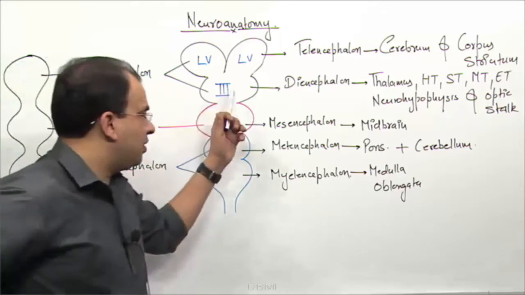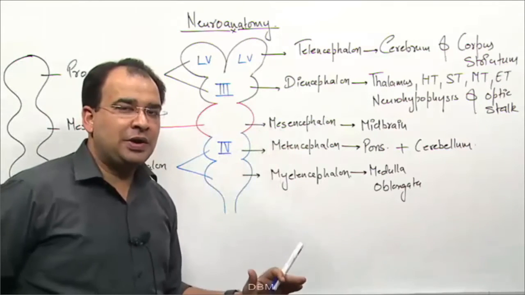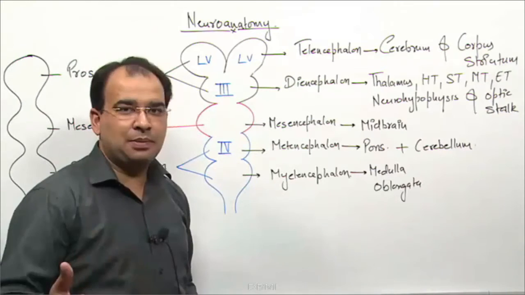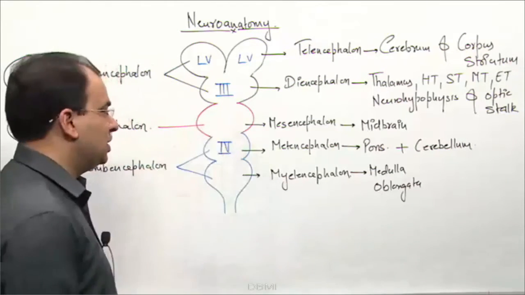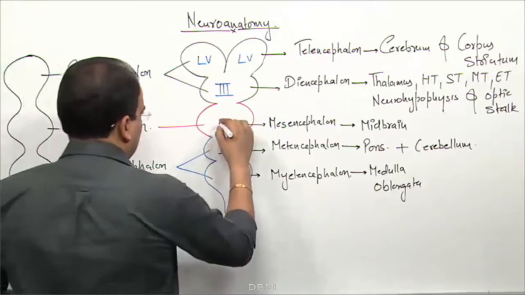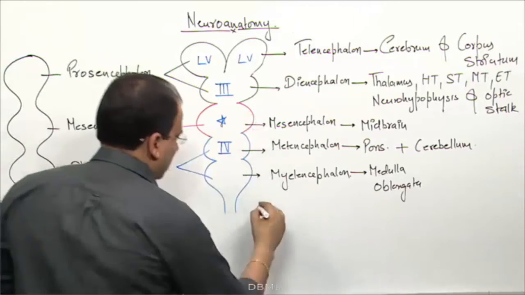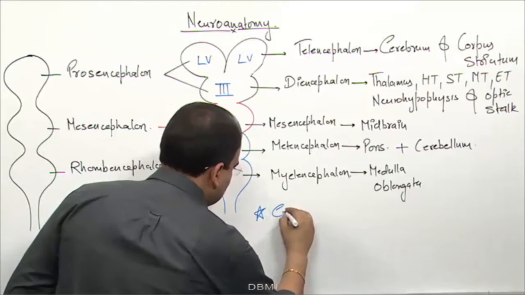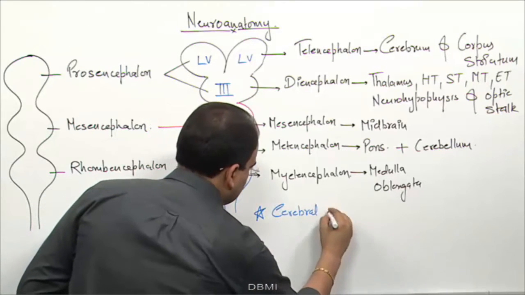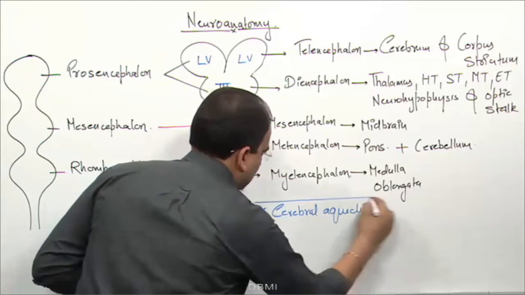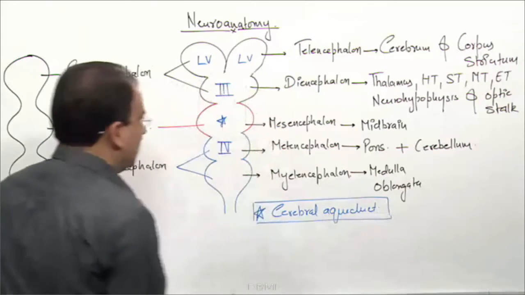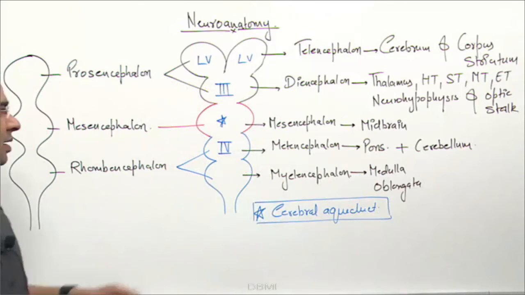What connects the third ventricle to the fourth ventricle? Third and fourth ventricle are connected to each other by the cerebral aqueduct. So guys, the cavity of the mesencephalon will give rise to the cerebral aqueduct. I am making a star here. This is nothing but the aqueduct of Sylvius or cerebral aqueduct. Cerebral aqueduct is nothing but the cavity of mesencephalon. In the midbrain, we have the cerebral aqueduct. So it's the cavity of mesencephalon which forms the cerebral aqueduct.